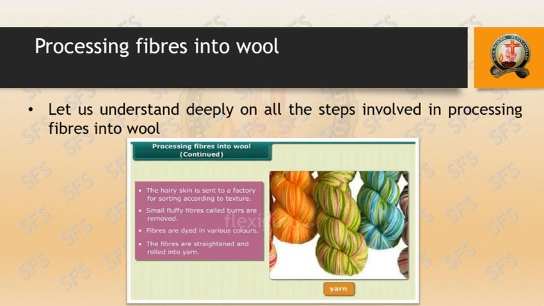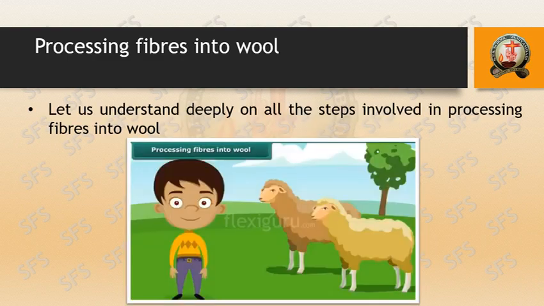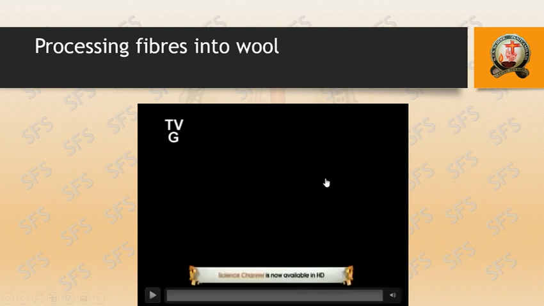So the final process is, as I told you, straightening. They convert them into yarn like a thread. After that you can use it for making different woolen cloths. Fine. Now you have seen this in animated form. Now let us understand how this process is actually done in real life by watching this video. This video is copyright of a channel called TVG, but it will be helpful for you to take a tour of the different steps involved in converting the fibers into wool.